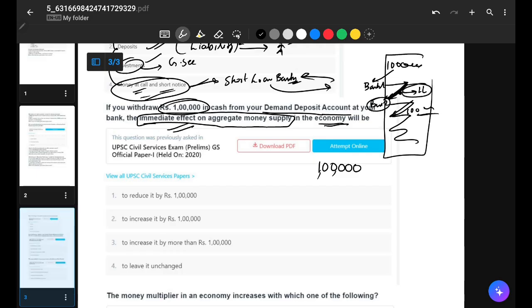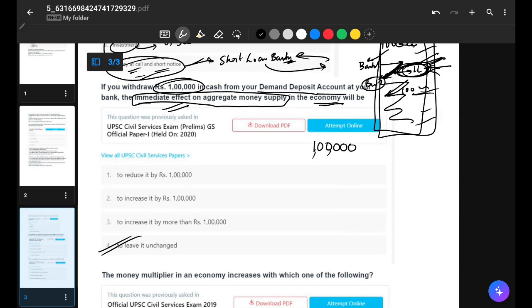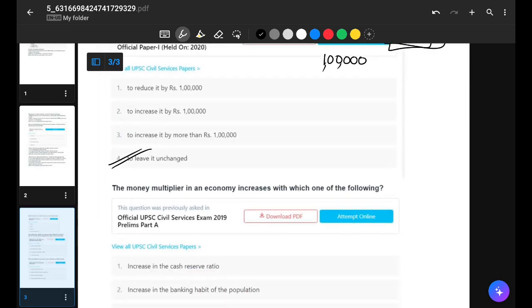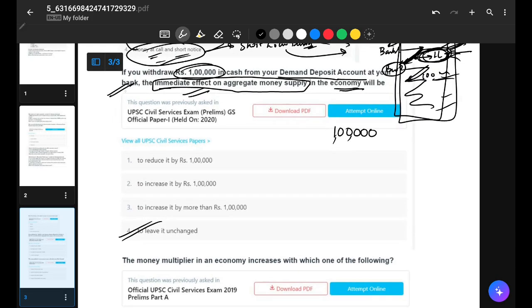If they're asking the overall long-term effect, then you have to add all of them. But since they're asking the immediate effect, it won't increase the money supply here. It will be just 1 lakh. You do not have to add all of them. You have to see only this 1 lakh, because they're asking at this point of time. So it will remain the same, unchanged. The money supply in the economy will remain unchanged. Okay, if you are not understanding this, tell me again. I'll explain it in a more elaborate manner.